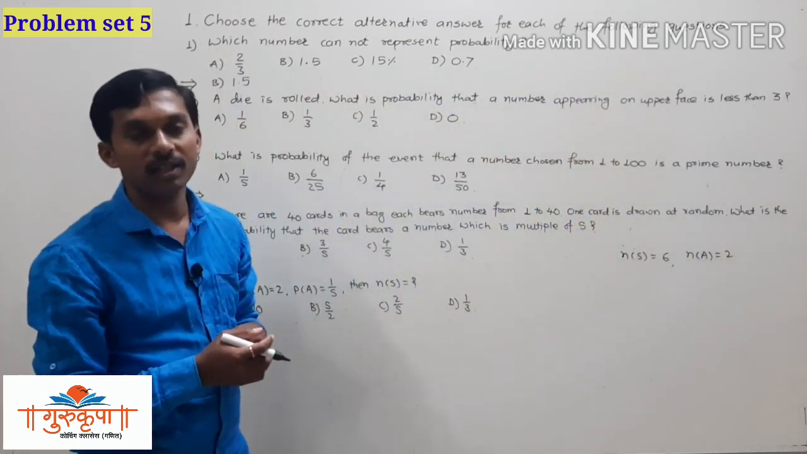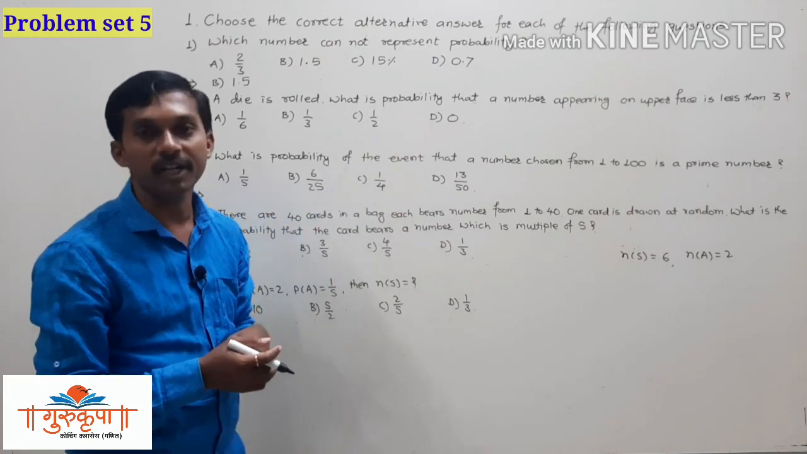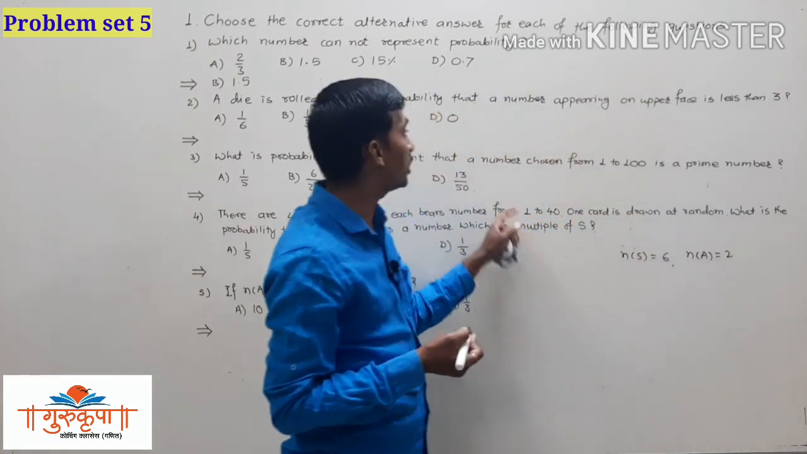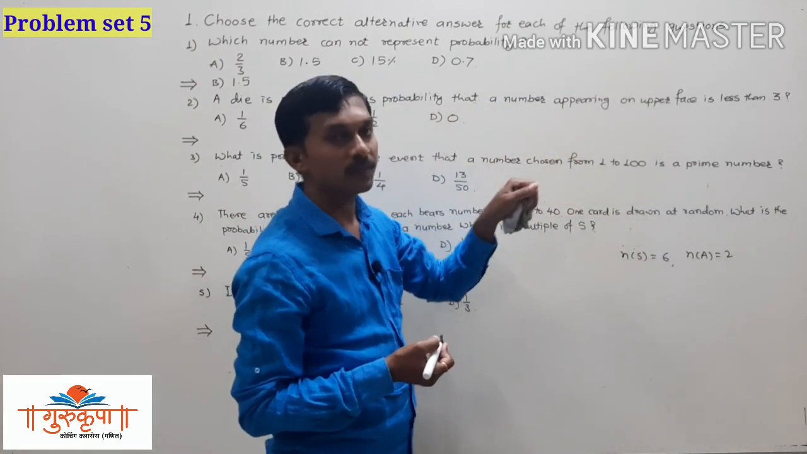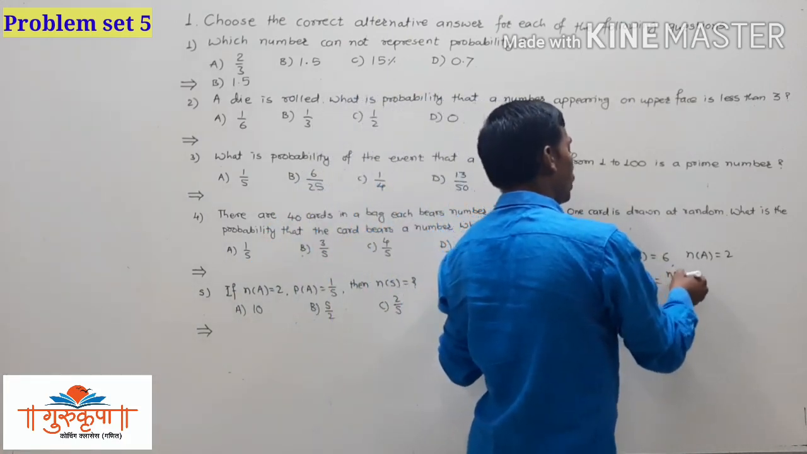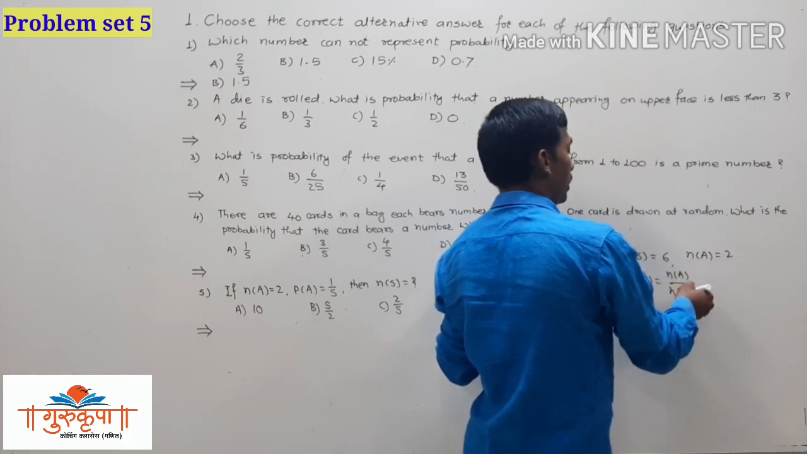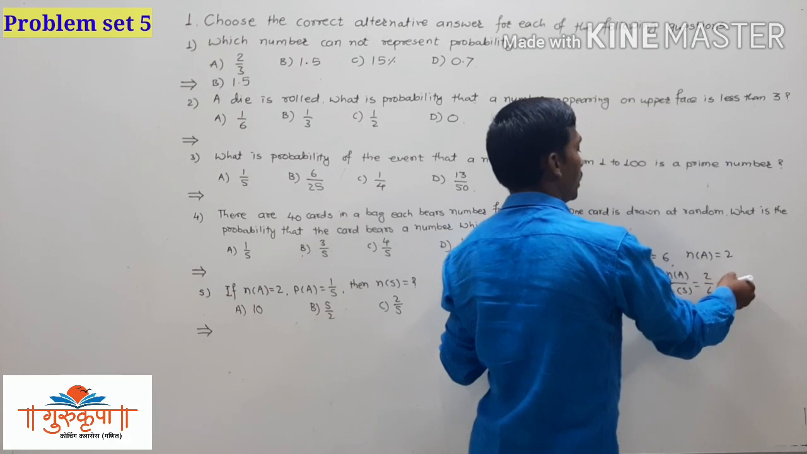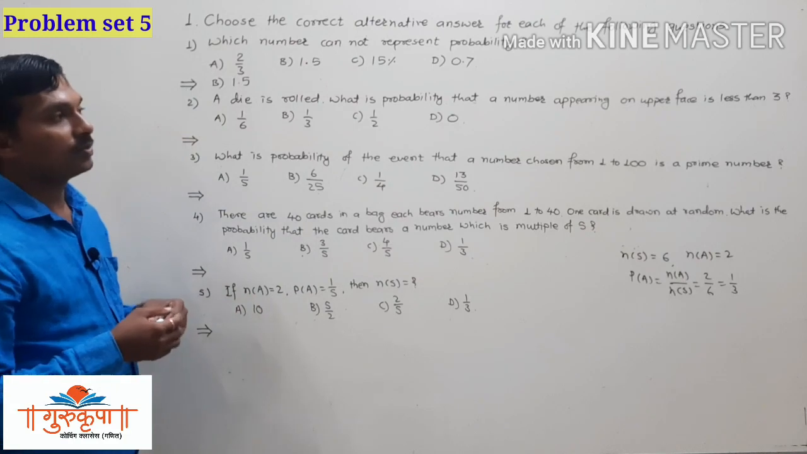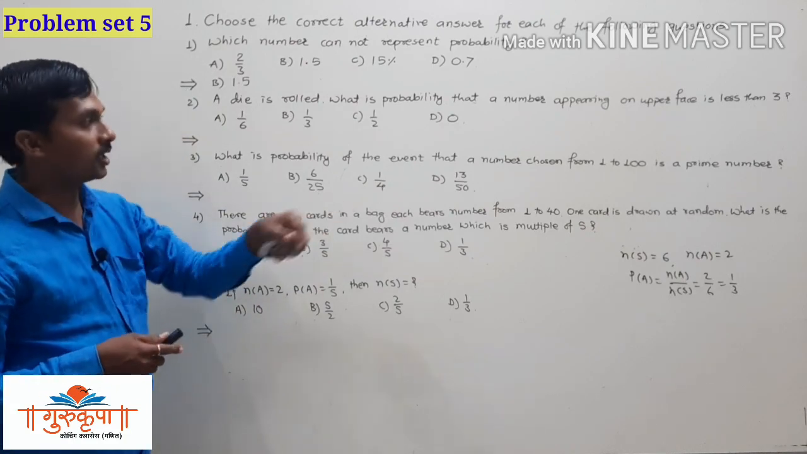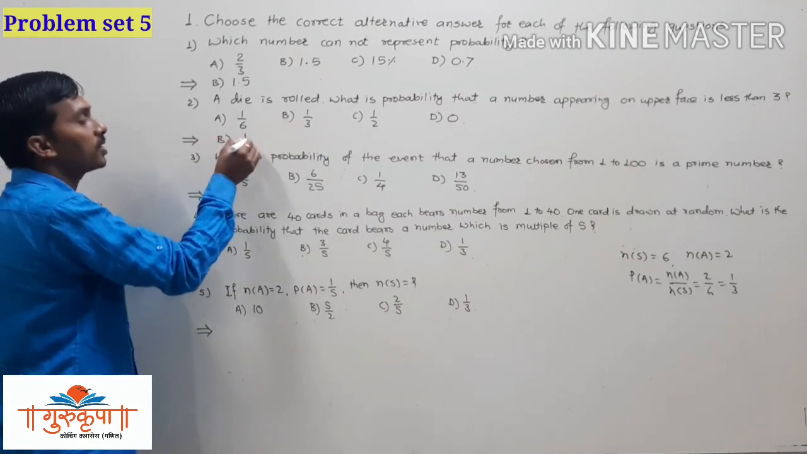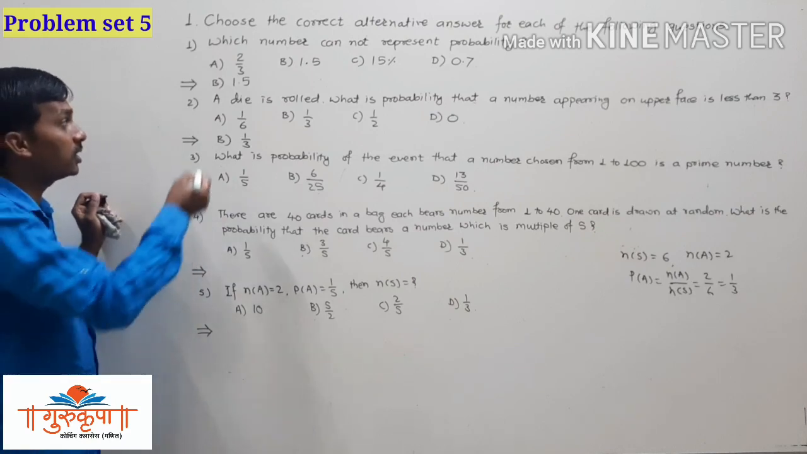The 2 numbers in the sample space which are less than 3 are 1 and 2. So we write number of A is equal to 2, that is, the number of sample points in the expected event is 2. So how do we find the probability? Probability is equal to number of A upon number of S, that is 2 divided by 6, which is equal to 1 upon 3. So the probability that the number appearing on the upper face is less than 3 is 1 upon 3, and that is option B. That is the correct answer.